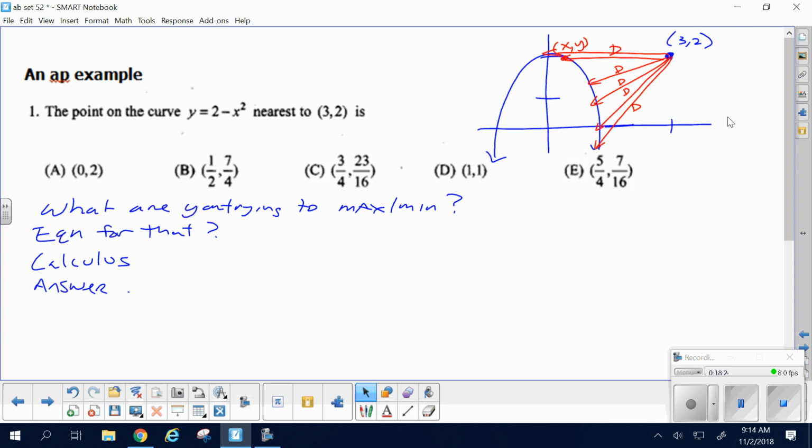Yep. I agree with what you're doing. Do you actually have to solve it? So I just go yes and check. Yes.